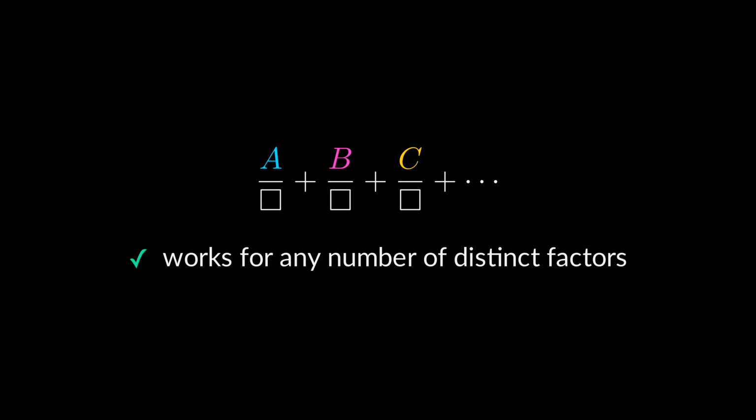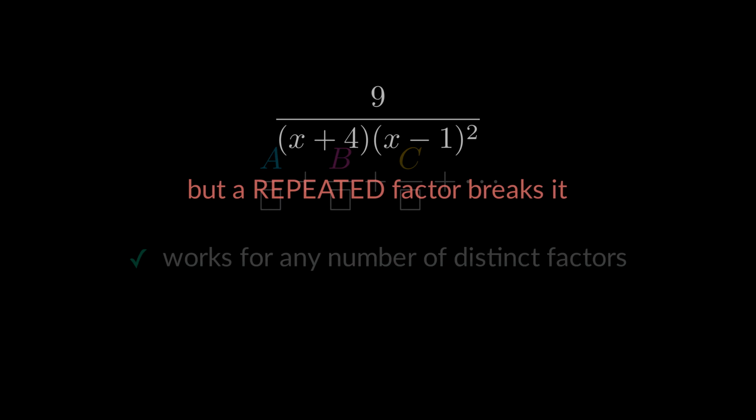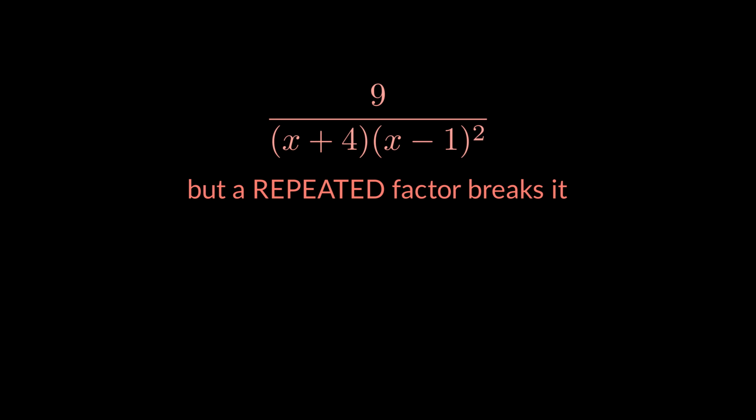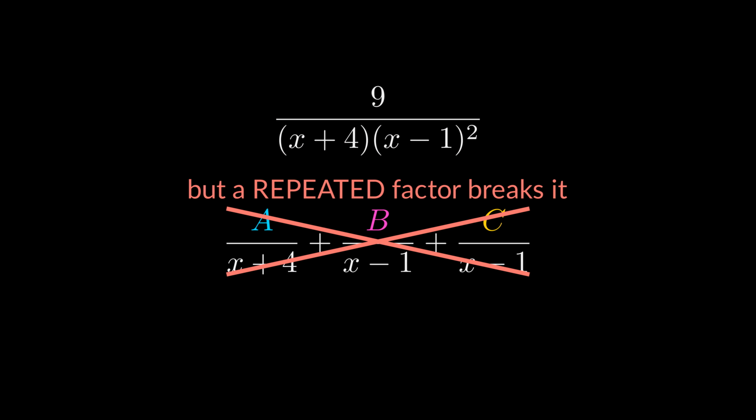So the recipe scales beautifully. 4 factors, 5 factors, it never gets cleverer, it just gets longer. But here's the one trap to watch for. If a factor is repeated, squared, say, this exact method breaks down. You can't just write the same bracket twice on top and hope. There simply isn't enough room for it to work. Fixing that takes a small twist. And that's exactly where we'll pick things up next time.